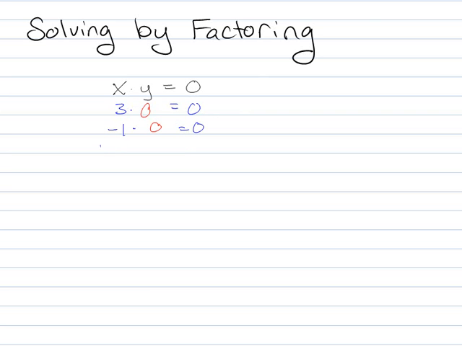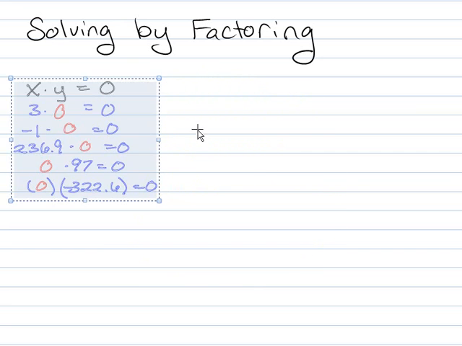If I say x is 236.9, what do I need to multiply that by to get 0? There's really only one answer, 0. Likewise, what if I start changing values for y? What if I say y is 97? What do I need to multiply it by to get 0? 0, right? Same thing for -322.6. What do I need to multiply that by to get 0? Again, 0.